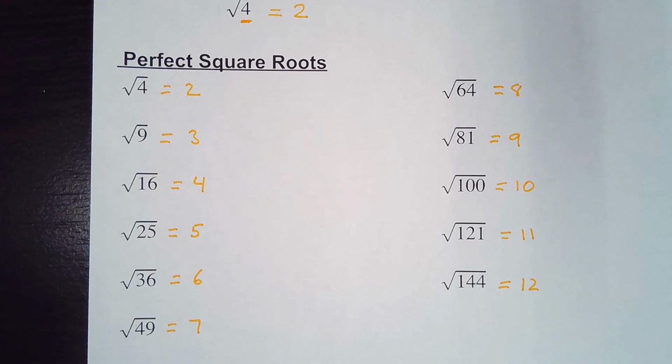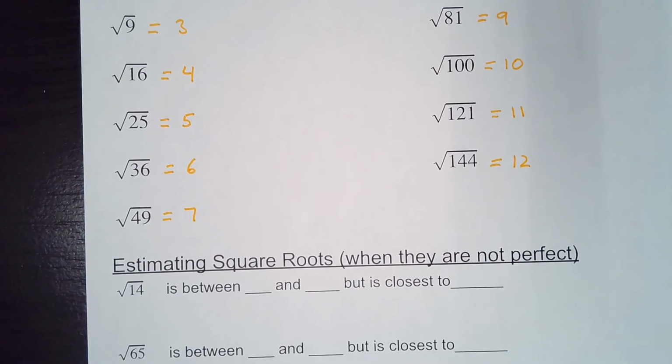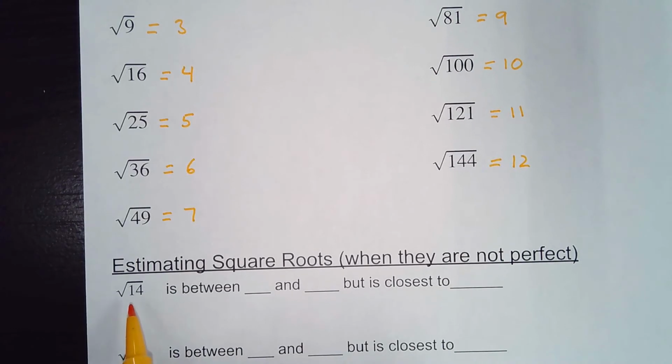Now let's look at an estimation. We're not going to be real precise here for now. We're just going to be basically saying what whole number it's closest to. So here we're asked the square root of 14.